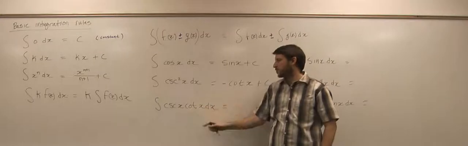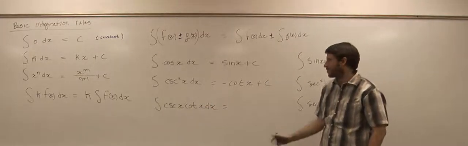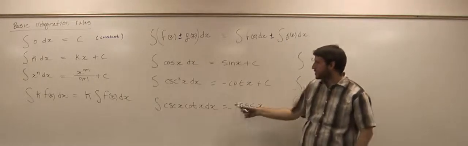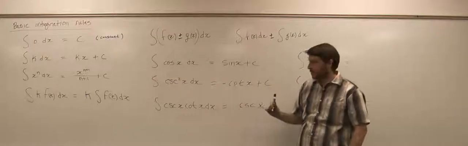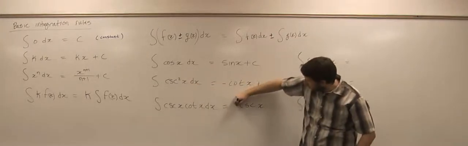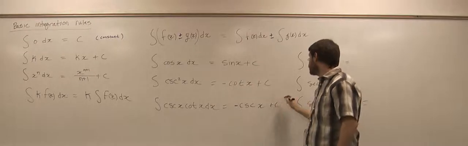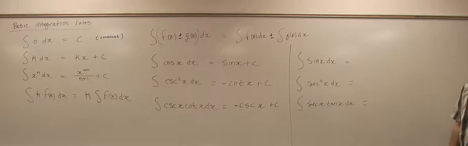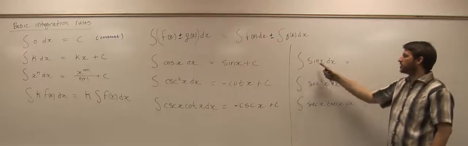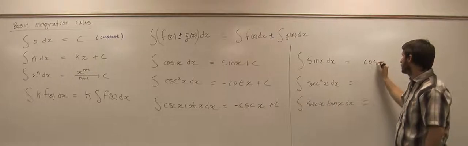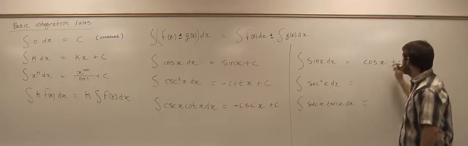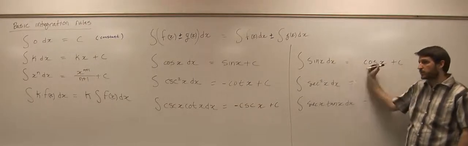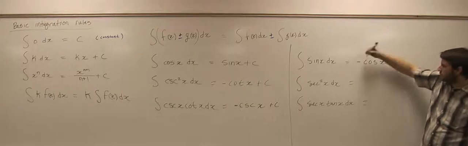What about the integral of cosecant cotangent? Cosecant. Usually when you take the derivative of cosecant, you get negative cosecant cotangent. So if I want to get positive, I have to put a negative. So the integral of sine: when you do the derivative of cosine, again, you don't get exactly sine. You get negative sine. So we need a negative here.